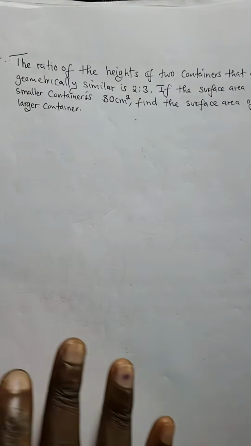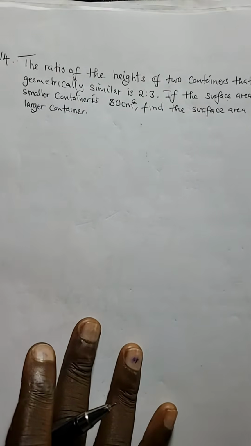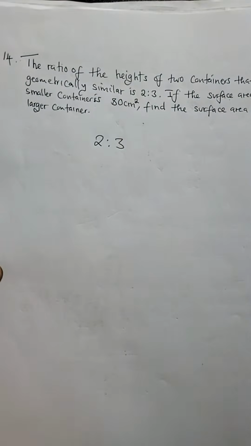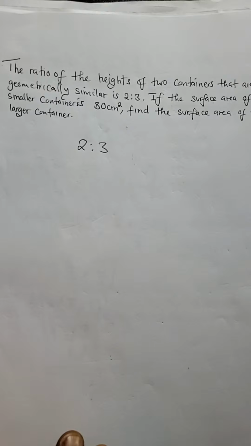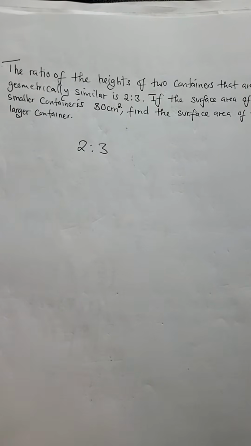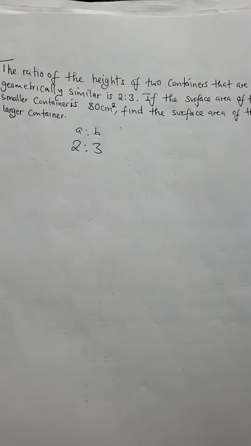So let's go to question 14. Question 14 is saying the ratio of the heights of two containers that are geometrically similar is 2 to 3. So this is the ratio 2 to 3 of heights. If the surface area of a smaller container is 80 square centimeters, find the surface area of the larger container. Simple. So this one is in the form of A to B, ratio of their sides, which is just height in this case.